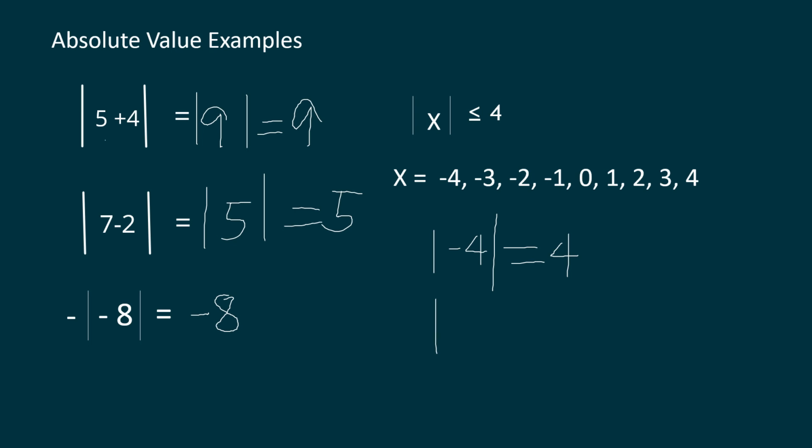Now, how about negative 3? Negative 3 absolute value is 3. And 3 is still less than 4. Okay? So, absolute value of negative 2 is 2, which is still less than 4. 0 is 0. Now here, 4. What is the absolute value of 4? That is still 4. So that is equal to 4. So that's how you're going to find for the absolute value of a number.